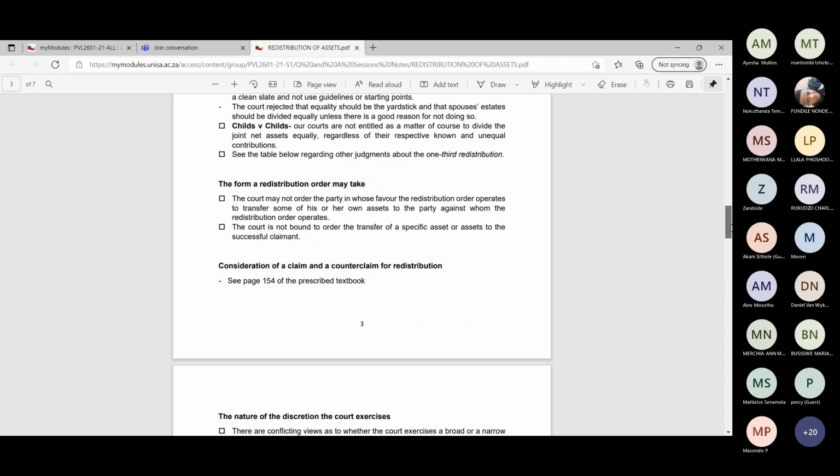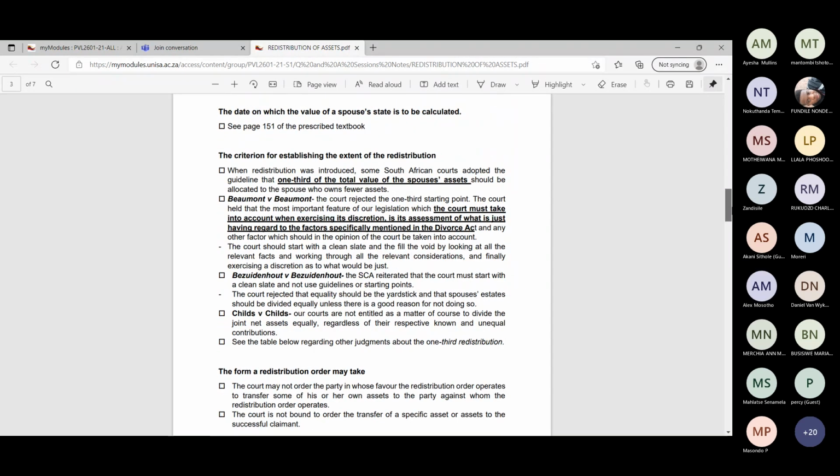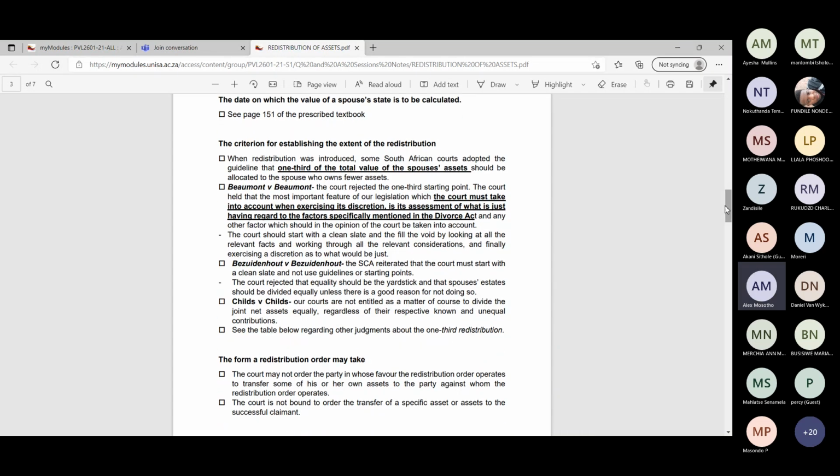That is in the summary on page 3, under the heading, the criterion for establishing the extent of the distribution. When the distribution was introduced, some South African courts adopted the guideline that the spouse who requested distribution needed to get only 1/3 of the total value of the spouse's assets. There have been conflicting judgments regarding this. For example, in the Beaumont versus Beaumont case, the court rejected the 1/3 as the starting point. The court held that the most important feature of our legislation is that distribution is at the discretion of the court.